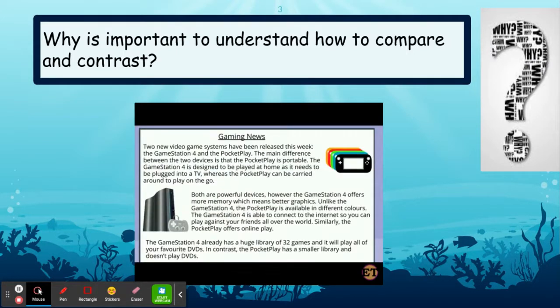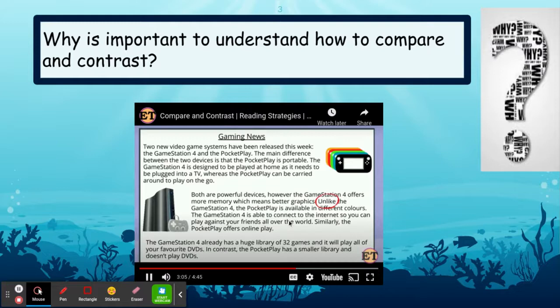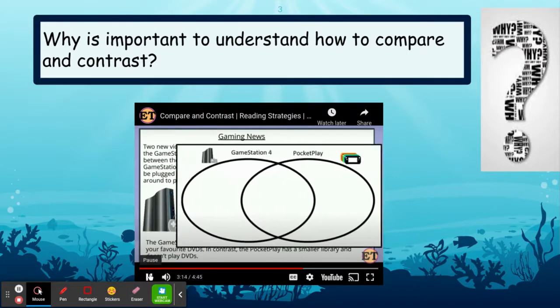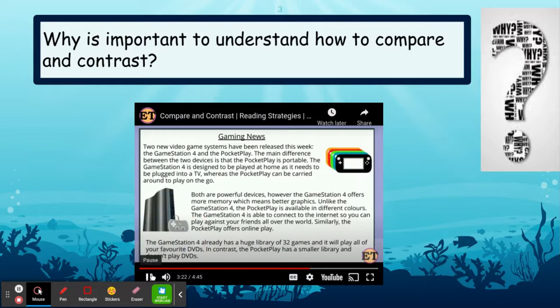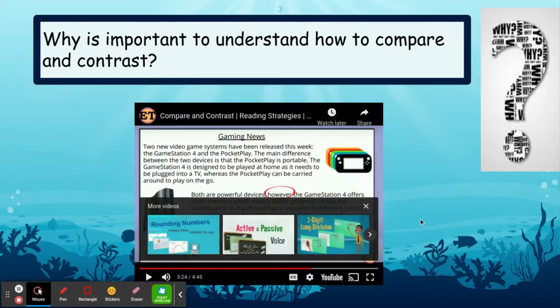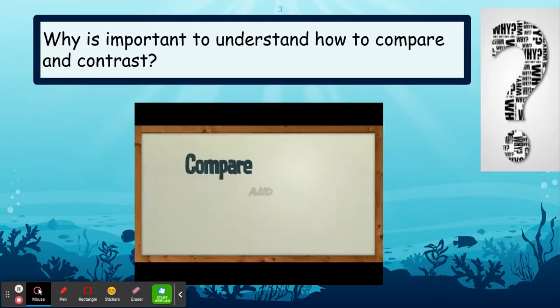Here is a text comparing 2 video game systems, the GameStation 4 and the Pocket Play. Can you see any compare and contrast signal words? Pause here while you look. Here's one. The word unlike tells us the author is identifying a difference. Can you see which difference the author is referring to? It says the Pocket Play is available in different colors. This means the GameStation 4 is not. Here's another signal word I found.